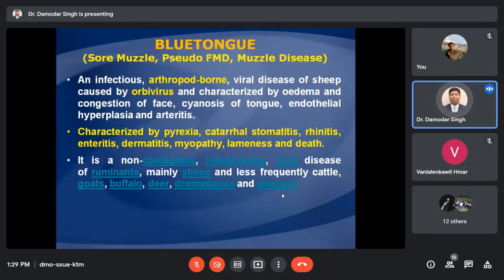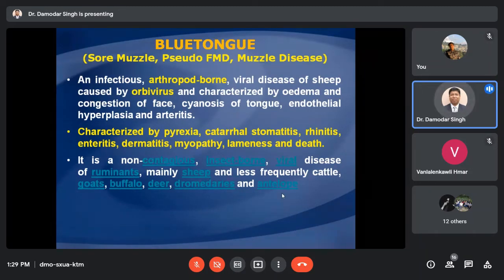Then muzzle disease is mainly confined to the muzzle and the tongue, of course. That's why in blue tongue, the tongue turns into a bluish discoloration and becomes very hard and firm, right? It is a very infectious arthropod-borne disease of sheep mainly, caused by a virus known as orbivirus. The main characteristic features of the disease are edema and congestion of the face, a cyanotic condition of the tongue, and endothelial hypoplastic changes leading to arthritis.